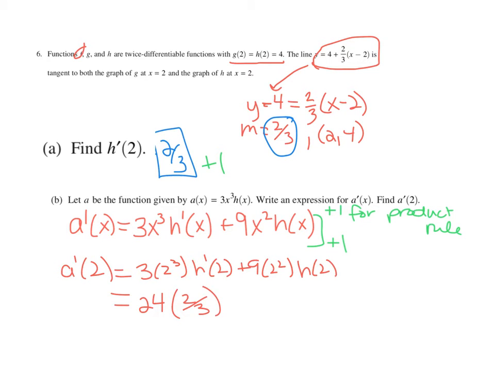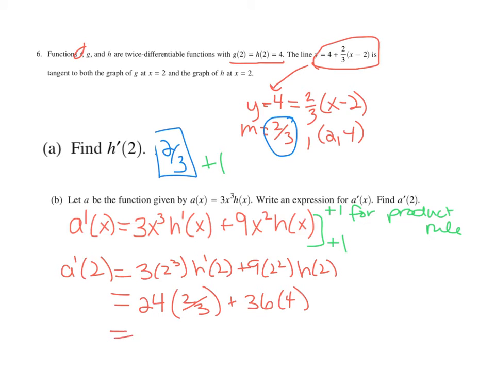By the way, if you did not get 2/3 in part A, you can still get full points on this problem. If you got the wrong answer in part A and you use that answer correctly in this equation, you can still get the 3 points for this problem. Then we get plus 36. They tell us in the beginning that h of 2 is 4.